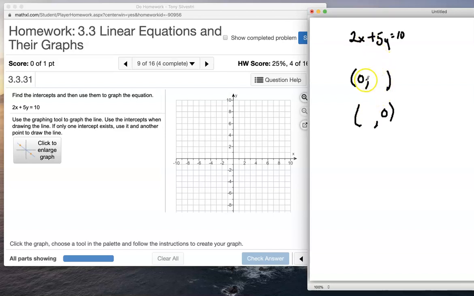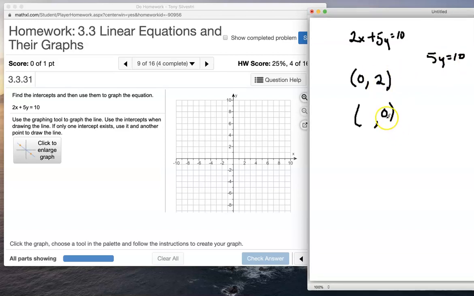If I make x as 0, okay, 2 times 0 is 0. It's gone. That term is gone. You're left with 5y equals 10. And you can almost do this in your head. 5y equals 10. You divide by 5 both sides to solve for y. You have to get 2.